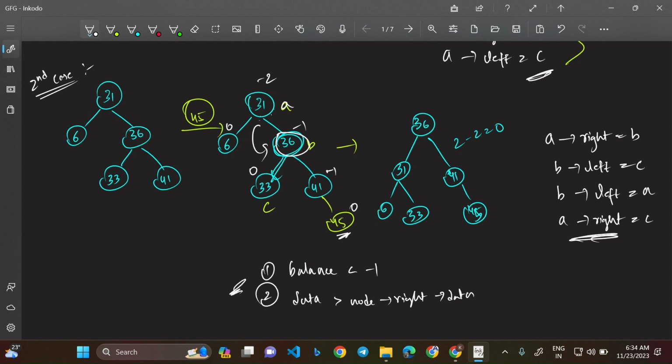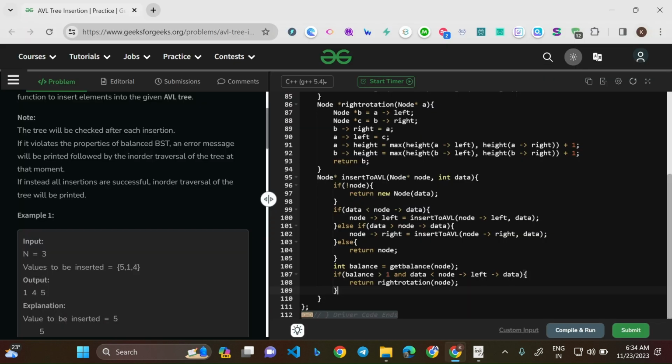So these are the conditions when we are going to do the modification, and these are the modifications. Now let us list that out as well. If my balance factor turned out to be less than -1 and the data that I've added is greater than the node's right data, if these two conditions are met, I'll be doing return left rotation of node. This is what I'm going to do.